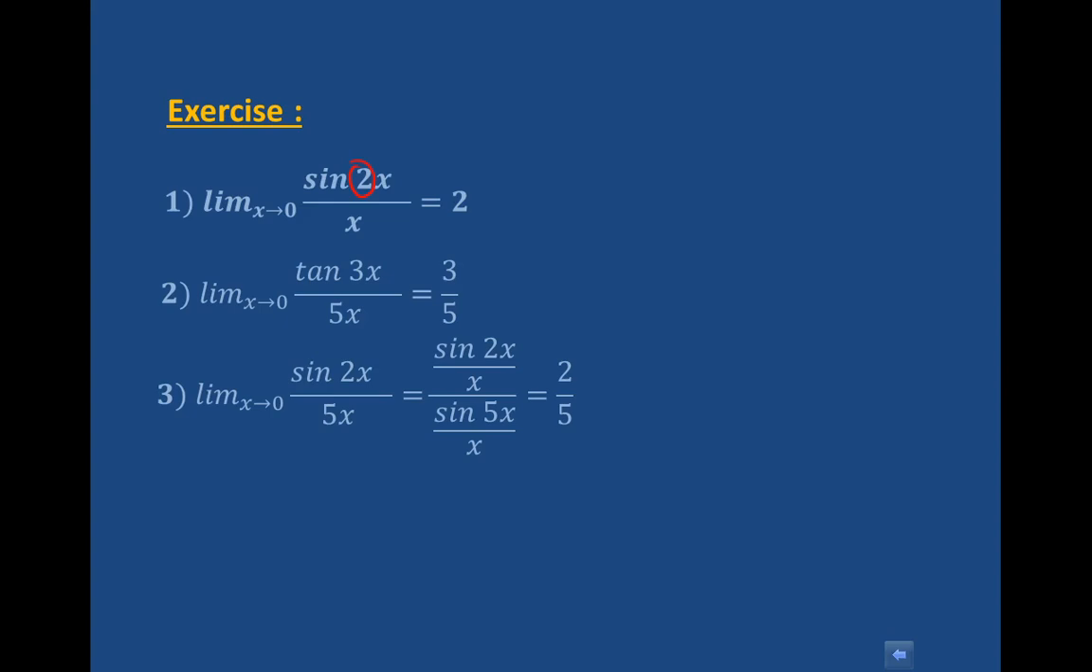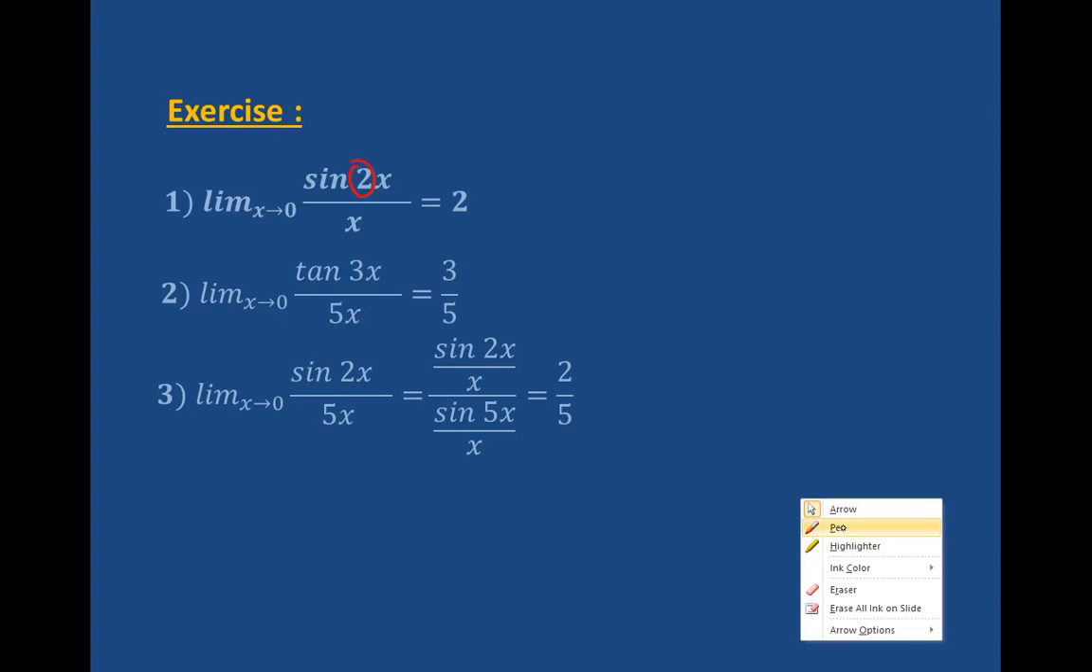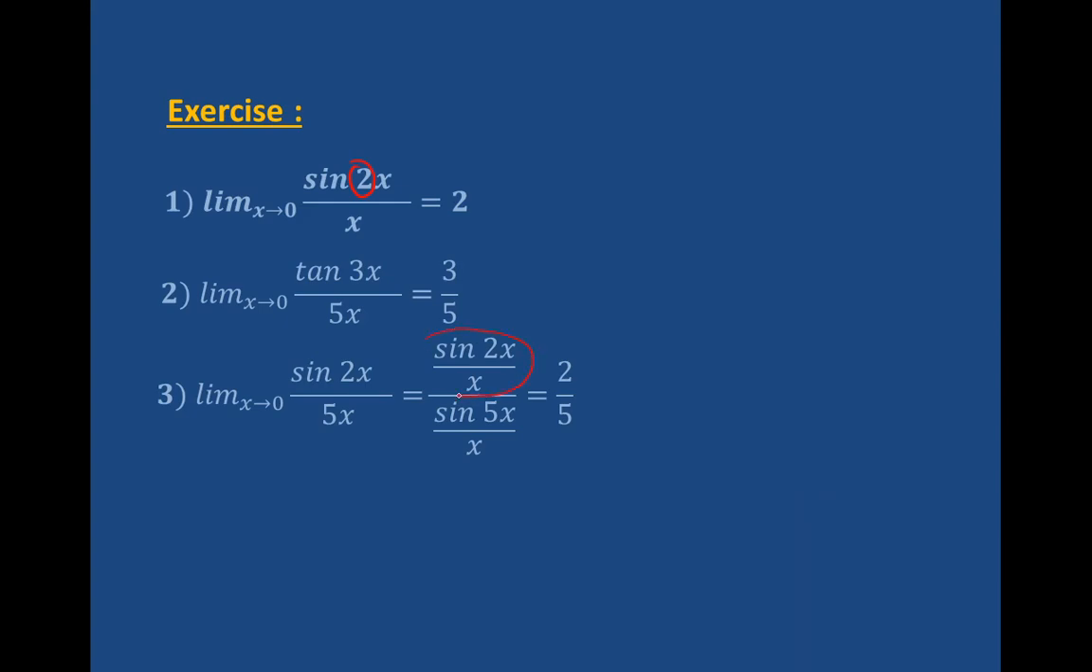By using steps or proof, sine 2x over 5x, I'll divide both the numerator and denominator by x. Sine 2x over x and 5x over x. The limit of sine 2x over x equals 2. Sine 5x over x, this value equals 5. Then the limit equals 2 over 5. And you can solve it directly: sine 2x over 5x equals 2 over 5.